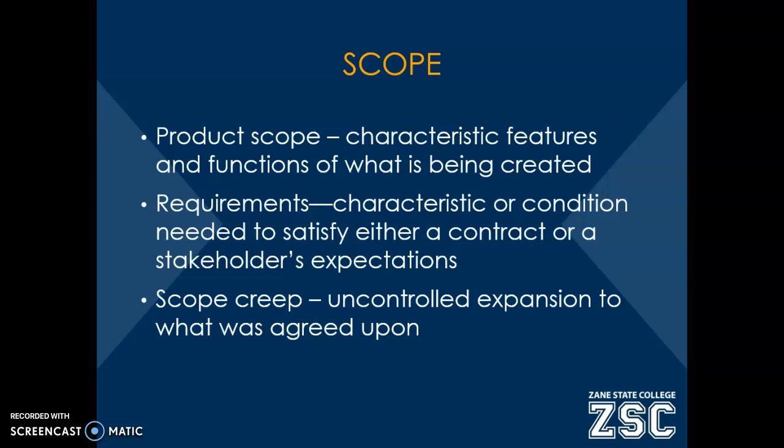Sometimes in a project, you might start off with the intention of doing one thing, and as the project goes on, you, for whatever reason, begin to do a little bit more. And that is an example of what we call scope creep, where you end up in the end doing more than you originally set out to. And that can be a bad thing in project management.